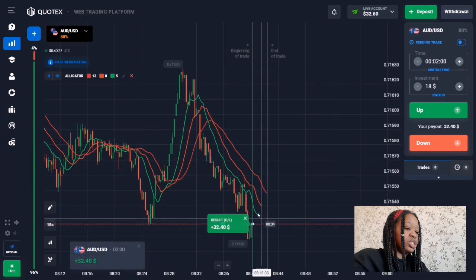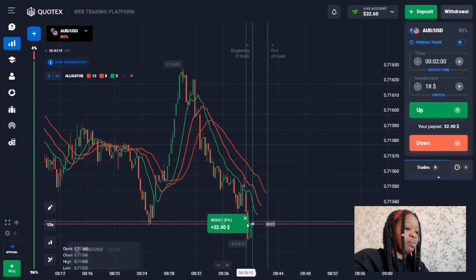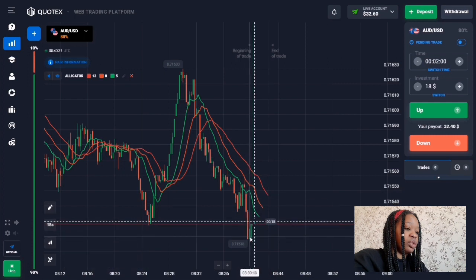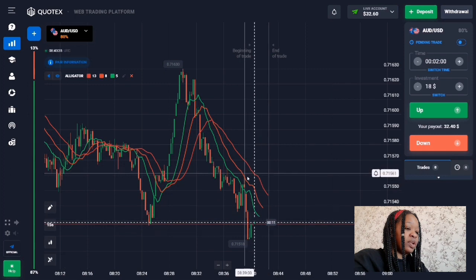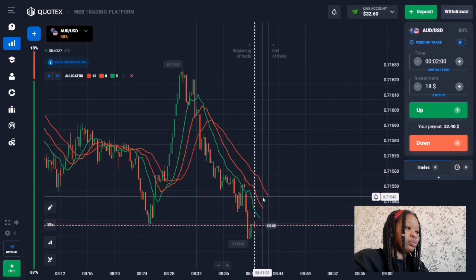Well, analyzing the situation, after the flat zone, the price trended down and broke through this level. And thanks to the indicator, I got my profit. So let me go and find another situation to trade on.